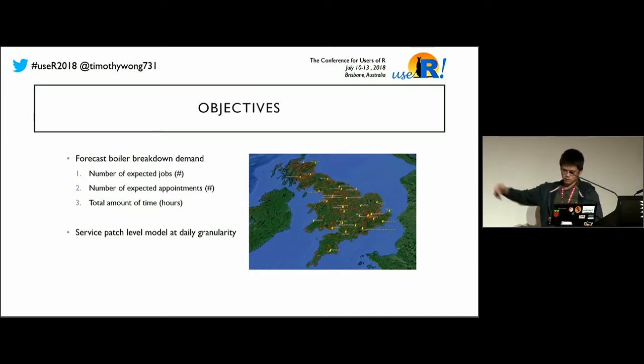When I say future, it's around several weeks. We are talking about weeks at daily level. Obviously we serve most places in the United Kingdom, and in this case, we are modeling at the local geography level. We call them surface patches. We repeat this modeling process for each geography, for each patch. That's how we structure the problem.